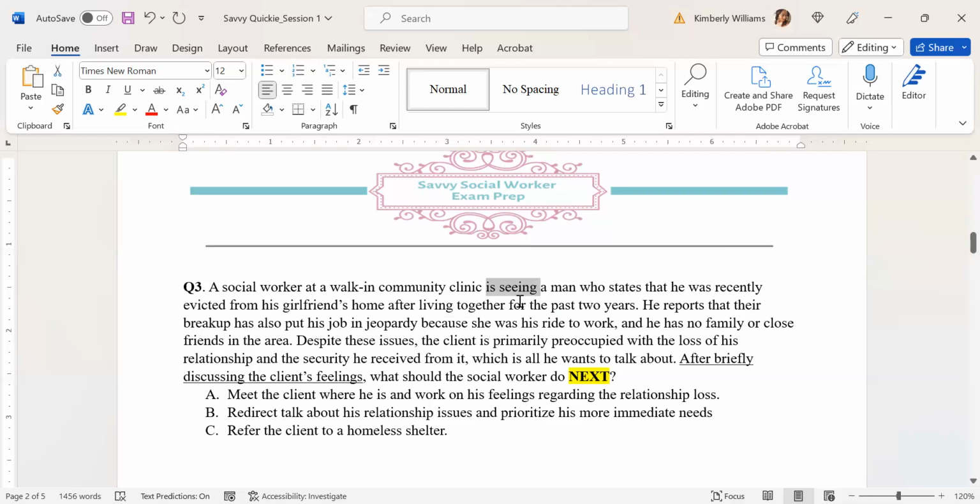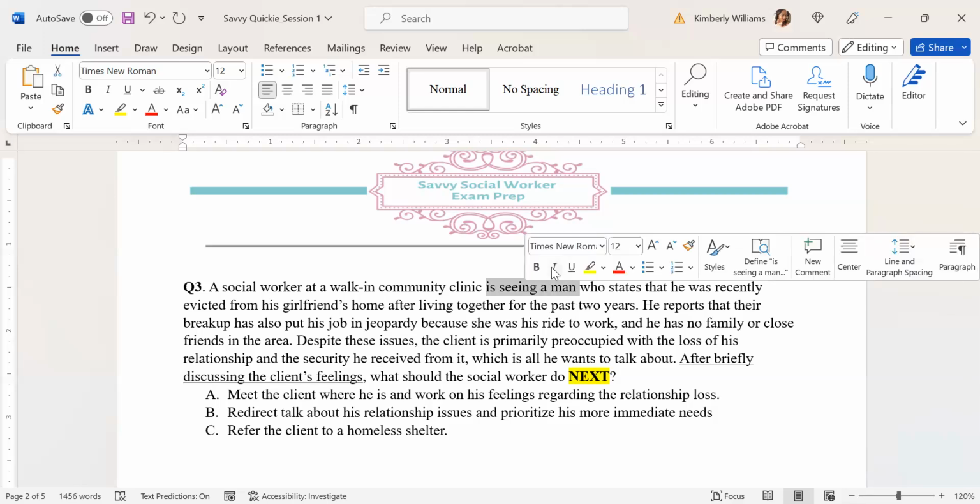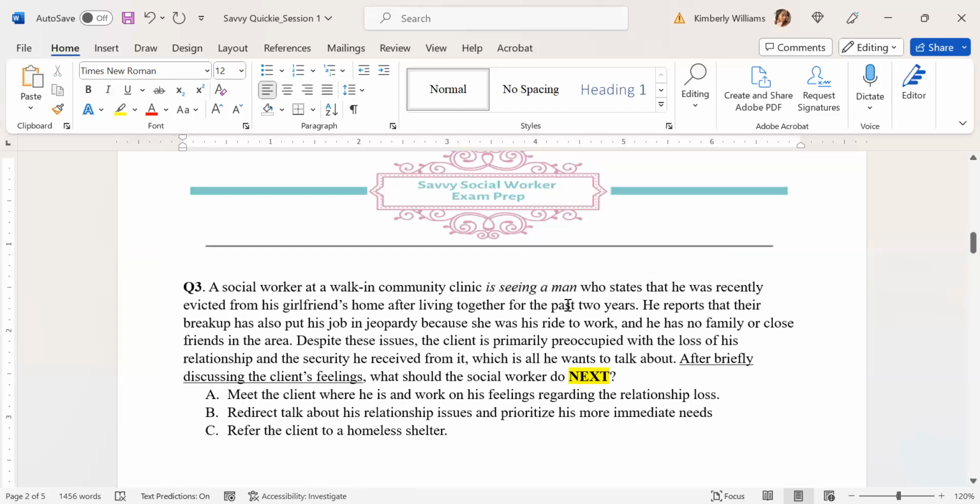So it says you're at a community clinic and you're seeing a man. Usually, y'all, I tell people this word right here, seeing, means that you probably have already been working with this man. If it says meeting a man, it could denote the beginning. We don't want to make it absolute, but that's just an indication for y'all to have. So you're seeing a man who states he was recently evicted from his girlfriend's home, all of that. That is the presenting problem. This is why he is here.